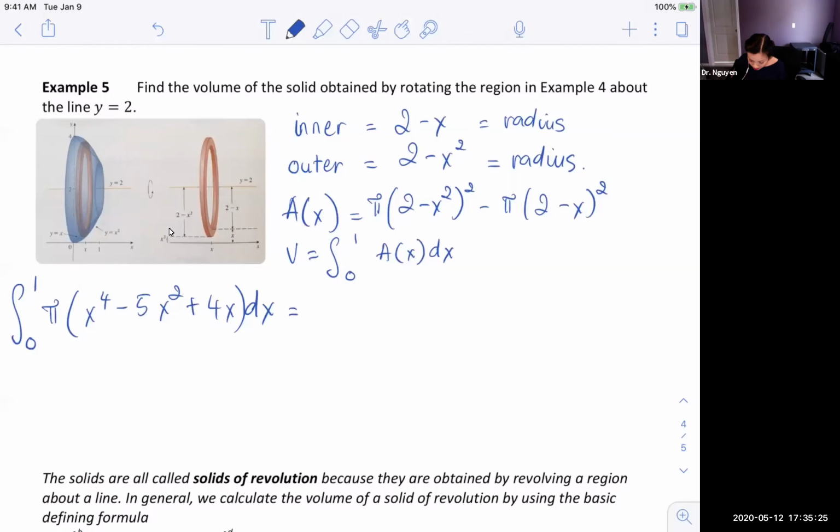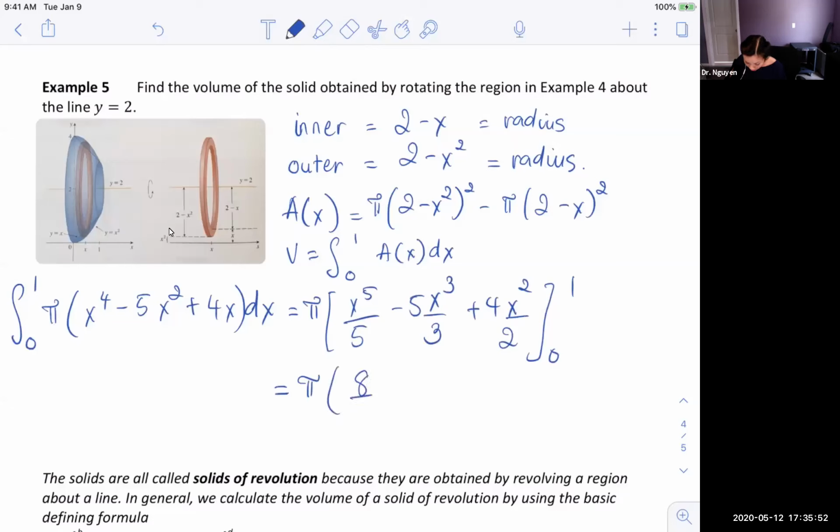All right, so now we can integrate. We have x to the 5th power divided by 5, minus 5x cubed over 3, plus 4x squared over 2, and then we go from 0 to 1. After you finish all the calculation, you see that we're going to end up with pi times 8 over 15. So it's 8 pi over 15.